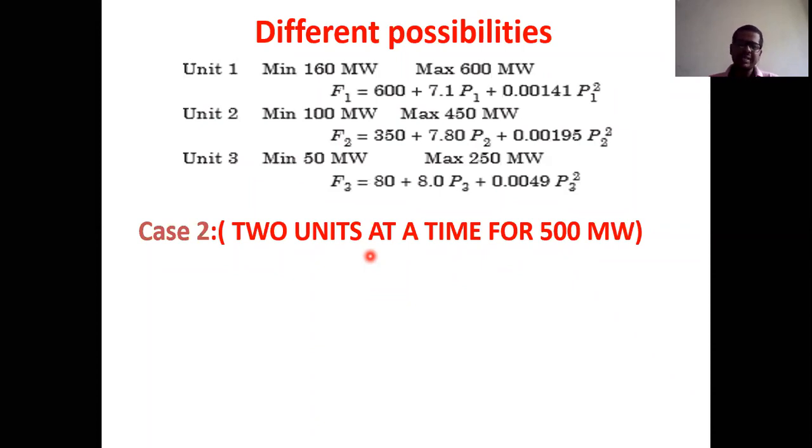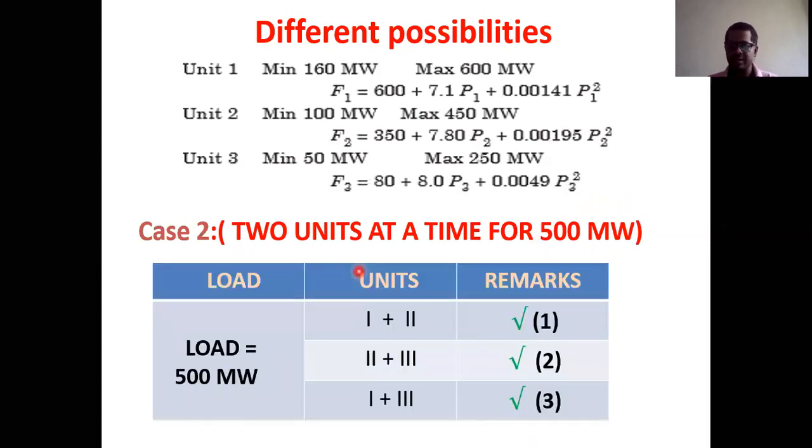But coming to the practical case, 0 means your generator is in off condition, and 1 means your generator is in on condition. In order to meet this 500 megawatts, when you consider the first case, 0 0, that means both generators are in off condition, so there is no meaning. Your target is to meet the load, but you are putting both generators in shutdown mode. So I am not considering the first case, 0 0. I am considering the remaining cases.